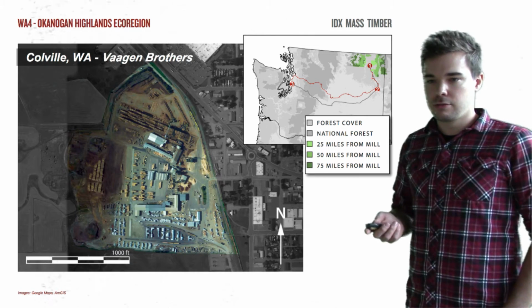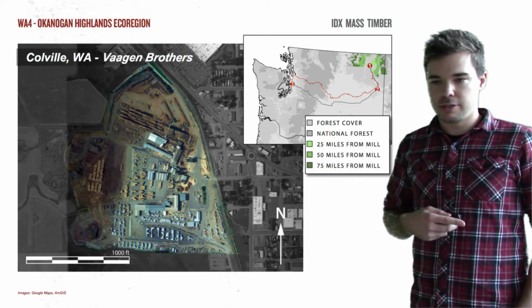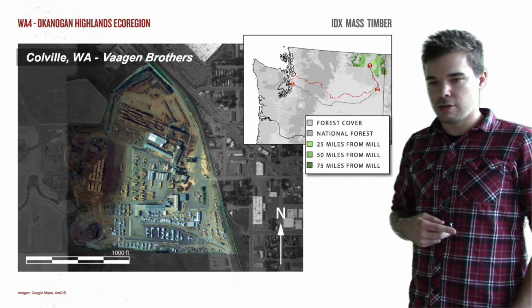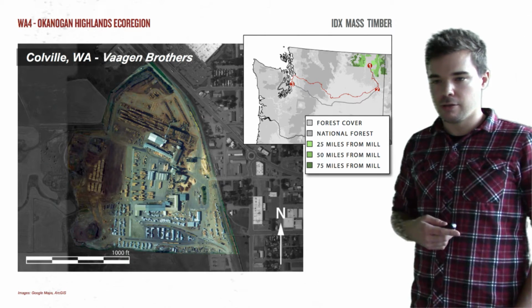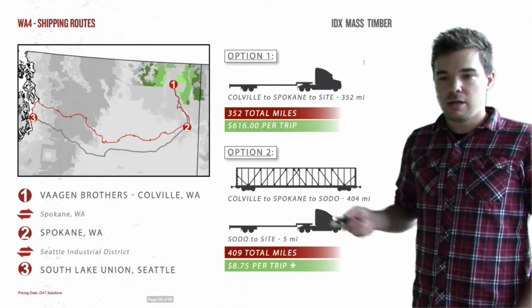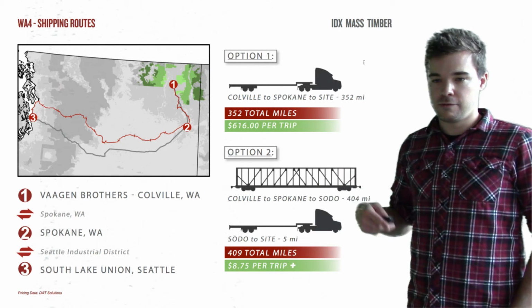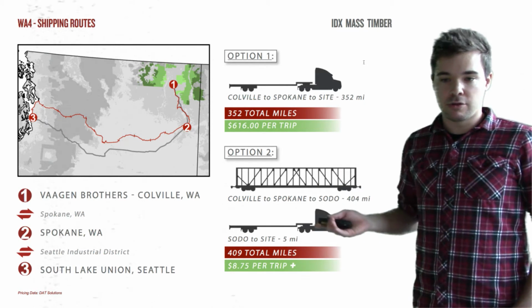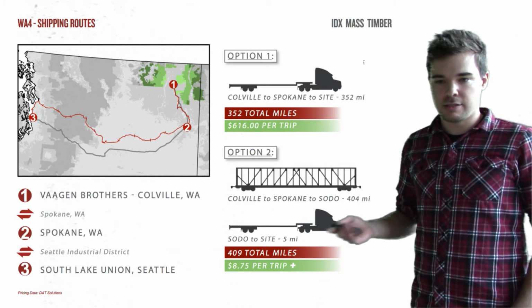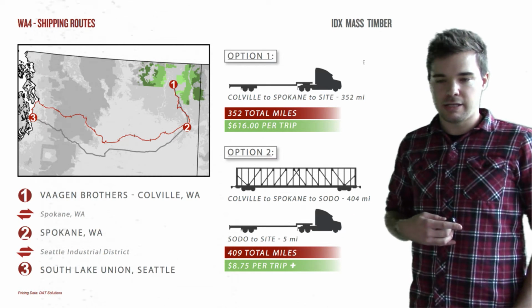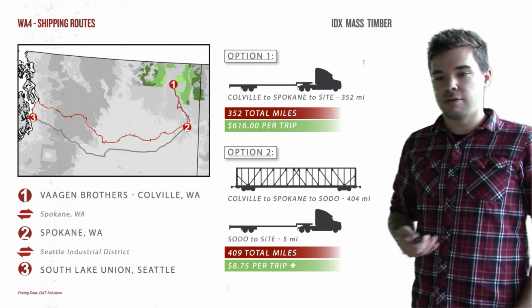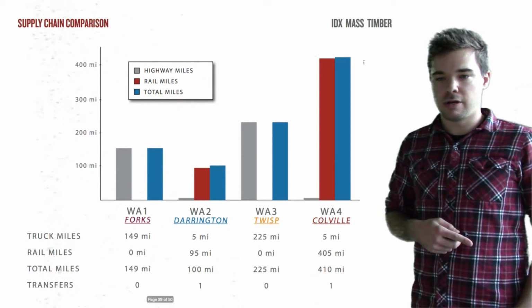Finally, we have Colville, which is run by the Vaughan brothers, and that's also a very large mill that has rail access straight from the mill. It's also unique in that we have a very large rail system that can transfer in Spokane, Colville, and Seattle. So of course we're going to take advantage of that, especially because it's such a far distance from the other sites. We can increase our efficiency a lot by going that route.